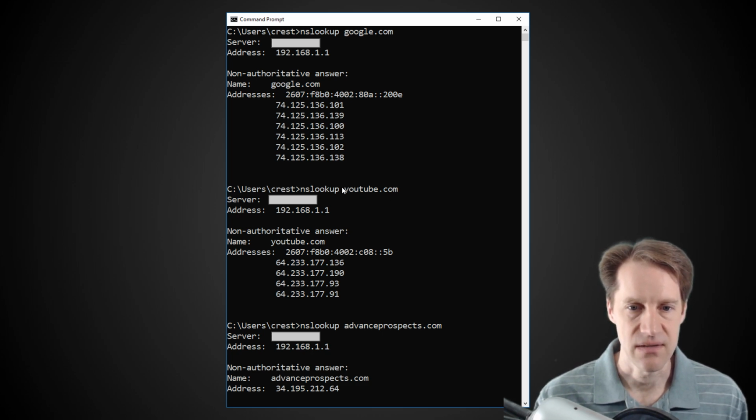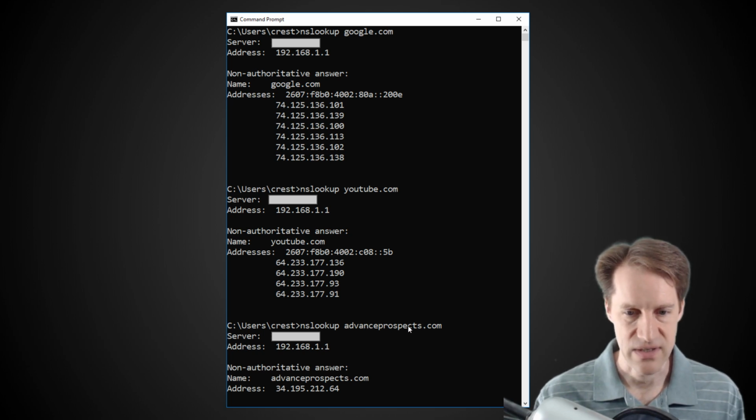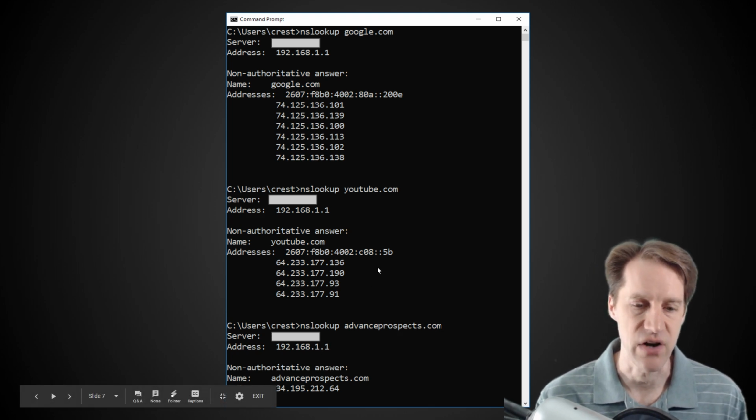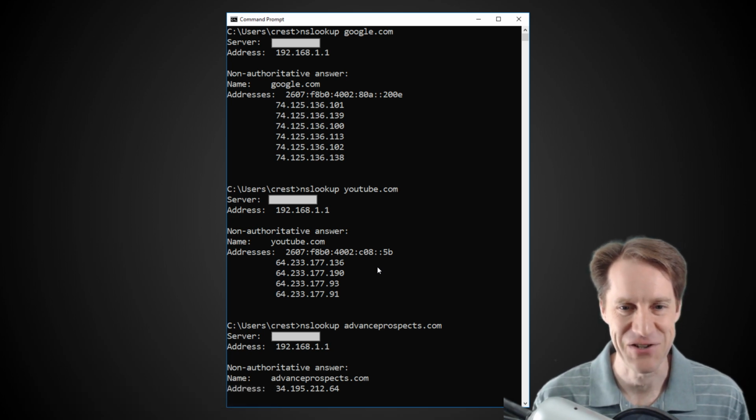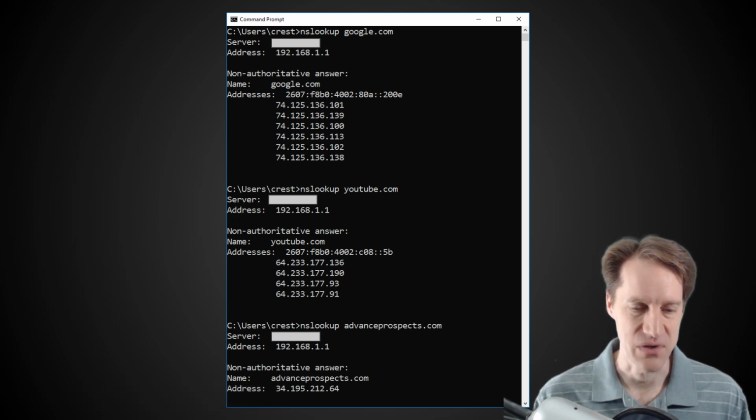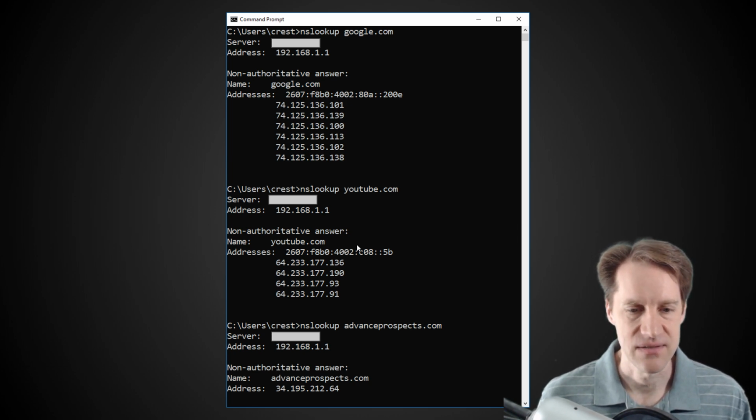Similarly, if I do a name service lookup for youtube.com, I get, again, multiple IP addresses back, and you'll normally see this for very high traffic services. They have multiple addresses that you can contact to use their service. But here's one that's associated with my organization called Advanced Prospects, and you'll see it just returns a single address because it doesn't, of course, get as much traffic as YouTube or Google. So you can use this to look up and translate what IP address is associated with a particular service. This shows you that name translation in action.